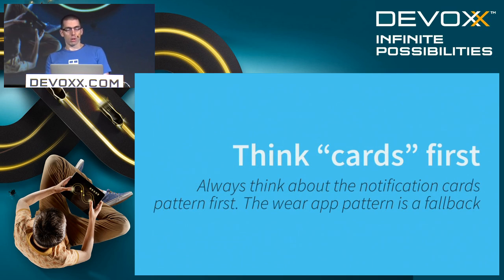Then always think cards first. Stop thinking about a launchable application. This makes no sense on a wearable, because you don't want to interact with the wearable device. What you have to do is display information in a glanceable, contextual way with no interaction. So always think about the notification cards first. If this pattern really doesn't fit your needs, then you can start thinking about something else, like a wear app, as we did on Captain Train. But actually, we did that, but it's still a notification that gets displayed on the wearable device.